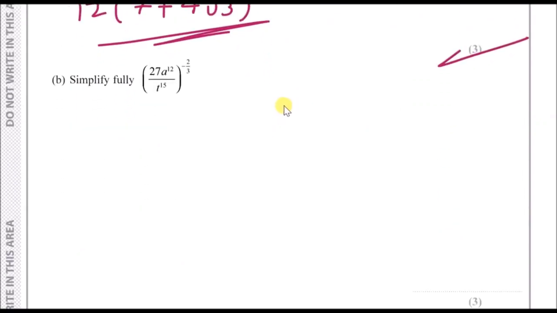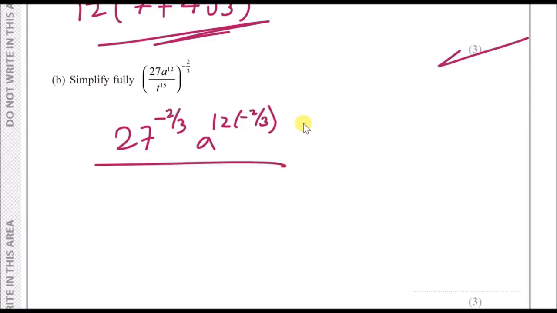And lastly, for part B, simplify fully this entire algebraic fraction. Thankfully, this is not as bad as it looks, because again, you've got a calculator, and there's a trick to this. When you've got all of this term to a power, what I would do is distribute the power to each term. So what I'm trying to say is that 27 will get a power of minus 2/3. A to the 12 will get a minus 2/3. Because they're on the same line, you just stick them on like that, so they're multiplying at this stage. And then t to the power 15 would also get it.